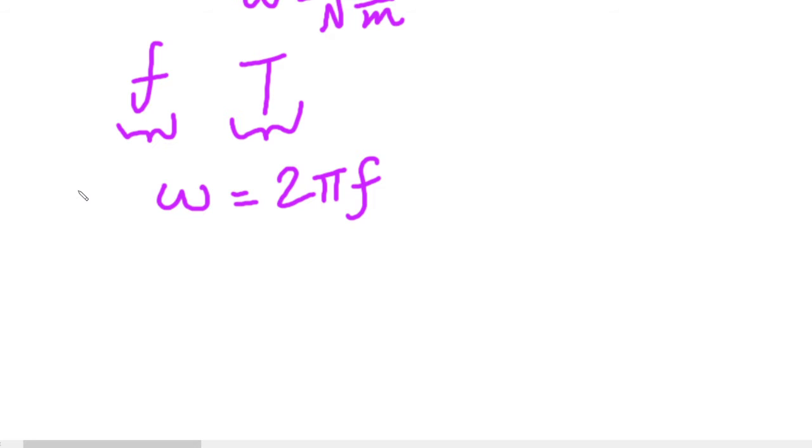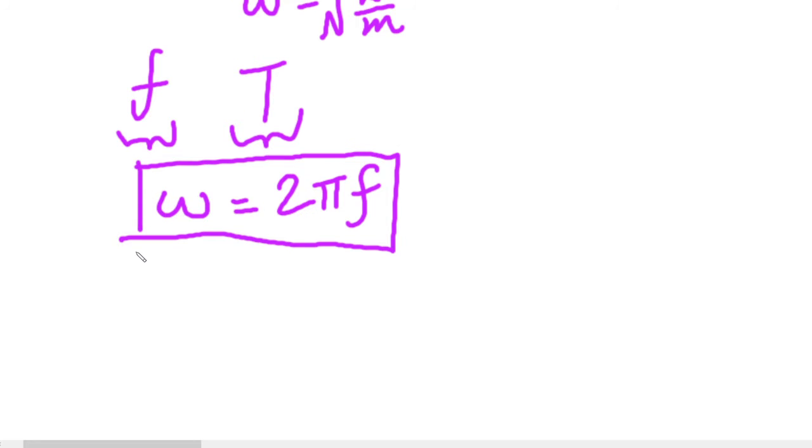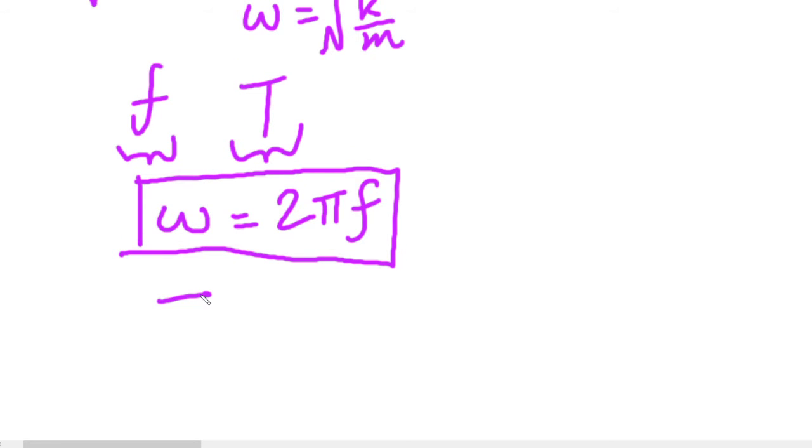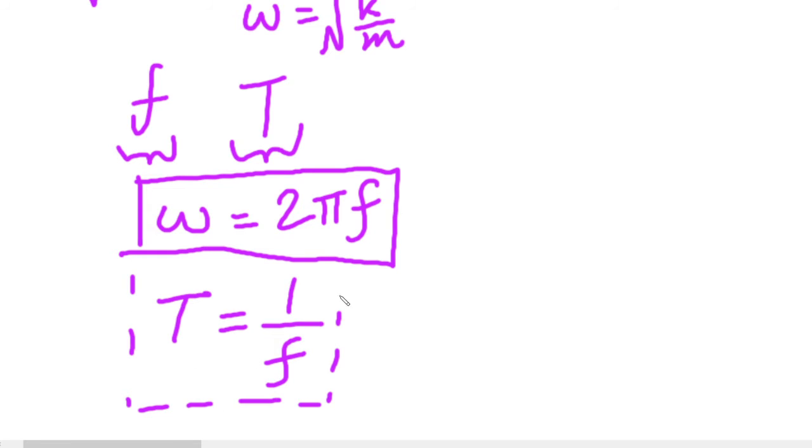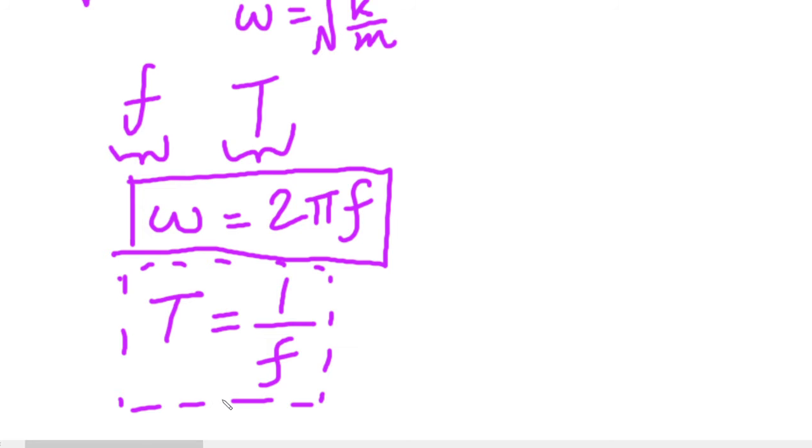That's how we're moving through the different stages of an oscillation. So one key equation is that omega is equal to 2 pi f. Another thing to look at is that T is equal to 1 over f. This is a very definitive property of periods and frequencies that relates them to one another.